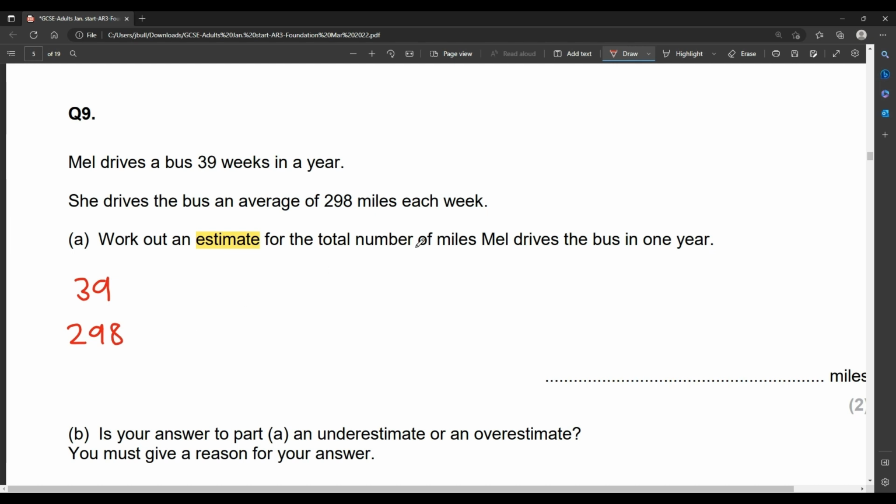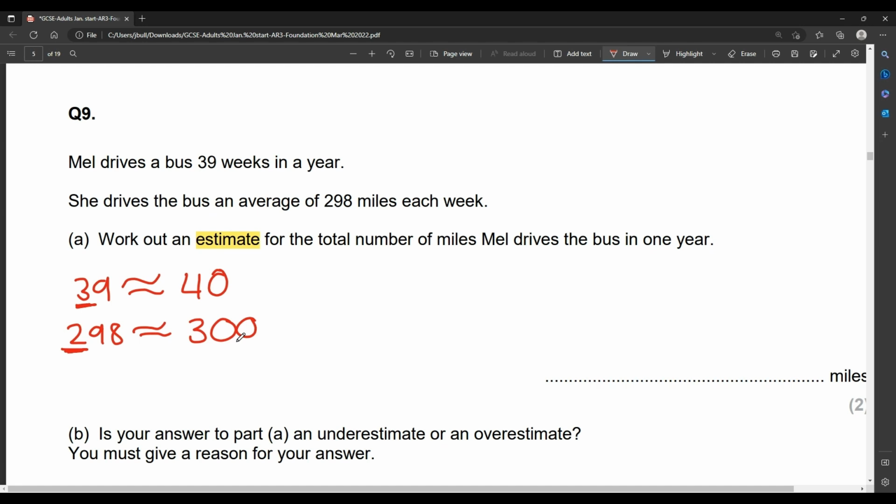We want to work out an estimate for the total number of miles that she drives the bus in 1 year. As soon as you see that word estimate, we need to round both of these numbers before we start doing anything else. We always round to one significant figure, so we always round to whatever the biggest number is. This 39, we're going to round to the nearest 10, which would be 40. And this 298, we're going to round to the nearest 100, which would be 300.